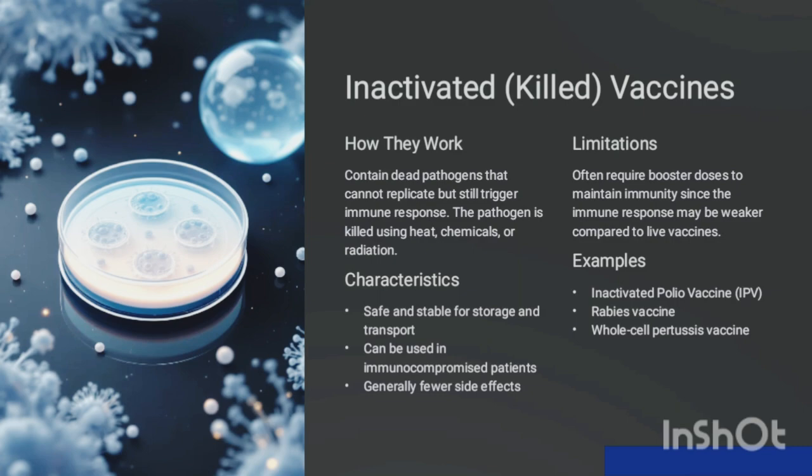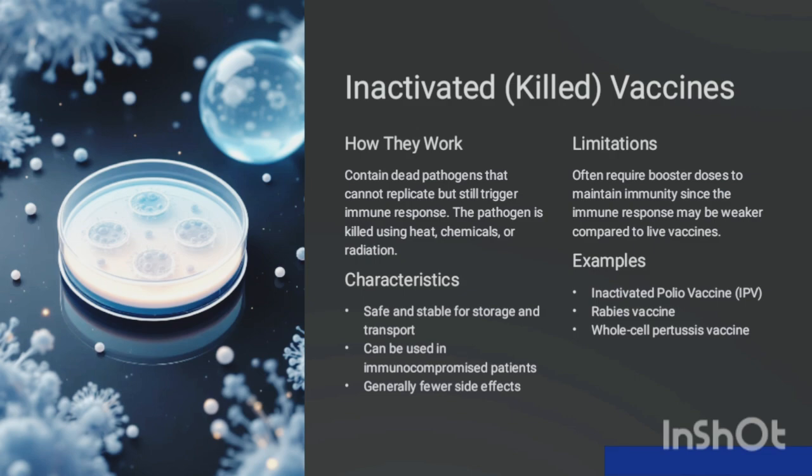3. Inactivated killed vaccines. Inactivated killed vaccines are a type of vaccine that contains pathogens that have been killed or rendered inactive, so they cannot replicate or cause disease. How they work: they contain dead pathogens that cannot replicate but still trigger an immune response. The pathogen is killed using heat, chemicals, or radiation.